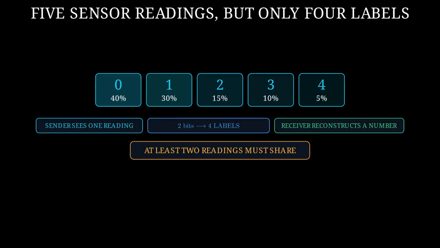Imagine a sensor that produces one of 5 readings, from level 0 through level 4. The sender sees the reading. The receiver knows the 5 possibilities and their displayed frequencies, but not the current one. Only a 2-bit label may cross the link. 2 bits can name 4 labels, so at least 2 of the 5 readings must share one reconstructed value.